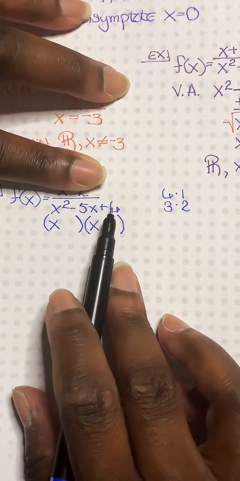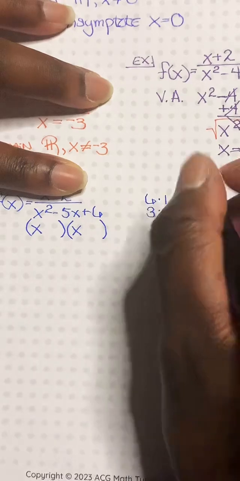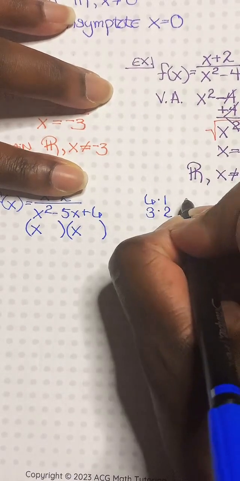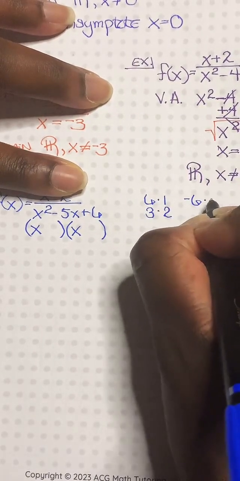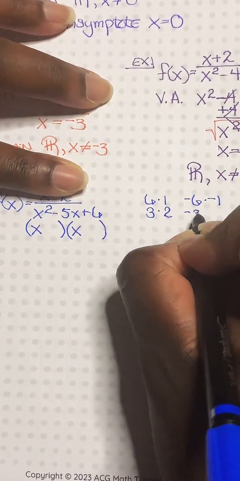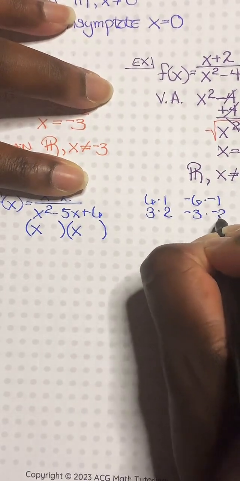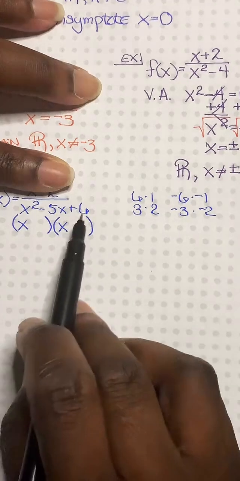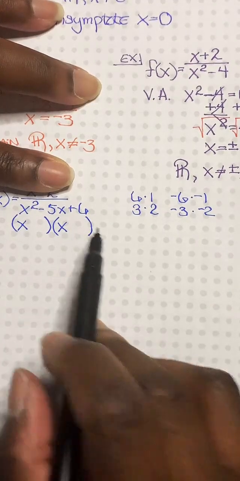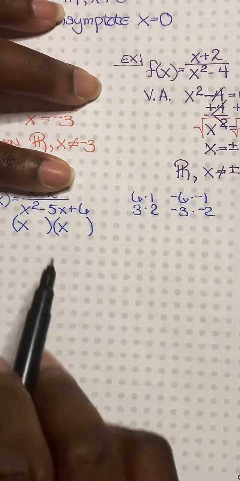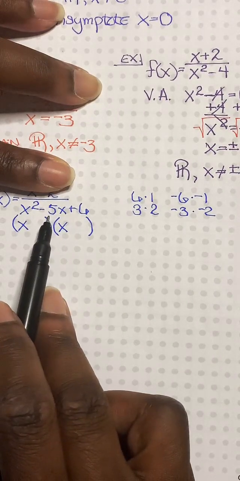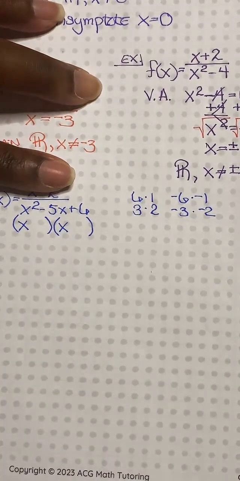Now, I need a positive 6, so that means it could be positive versions or it could be the negative versions. Because a negative times a negative does give me a positive. But which one will add up to give me negative 5?